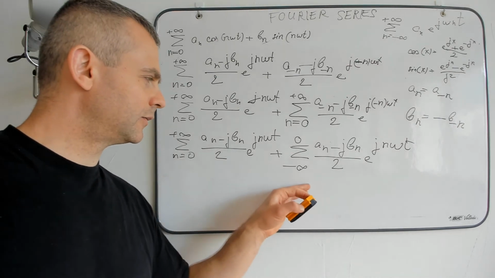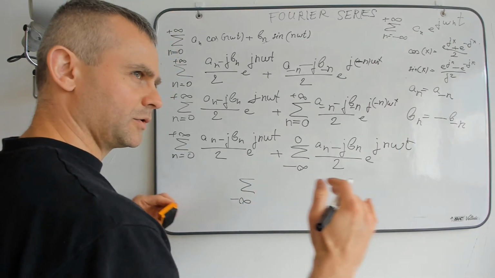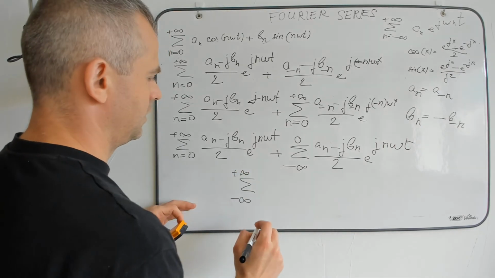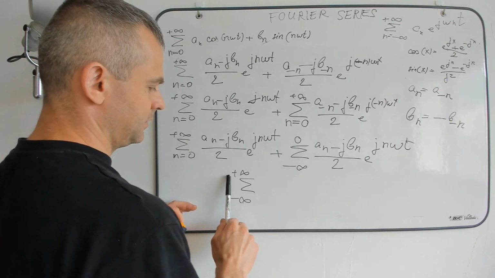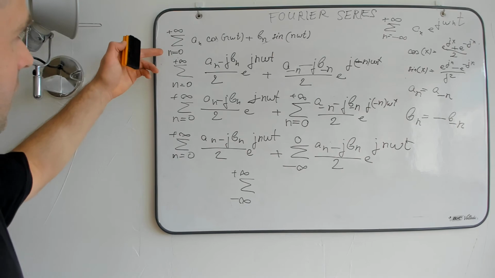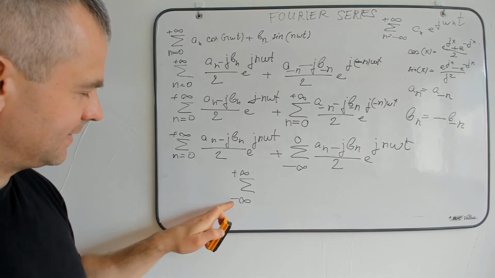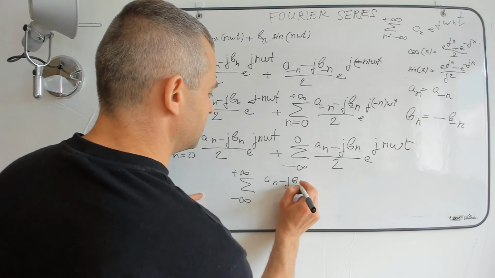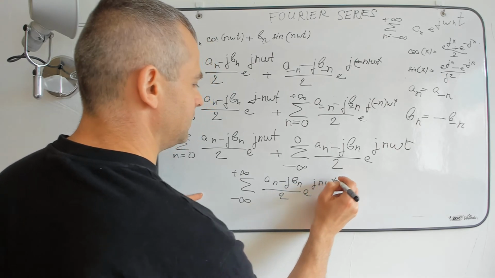So now we got a sum which has a larger domain, going from minus infinite to plus infinite. That's the difference between this sum, which goes from 0 to plus infinite. This one will go from minus infinite to plus infinite with a term of an minus jbn divided by 2 exponential of jn omega t.